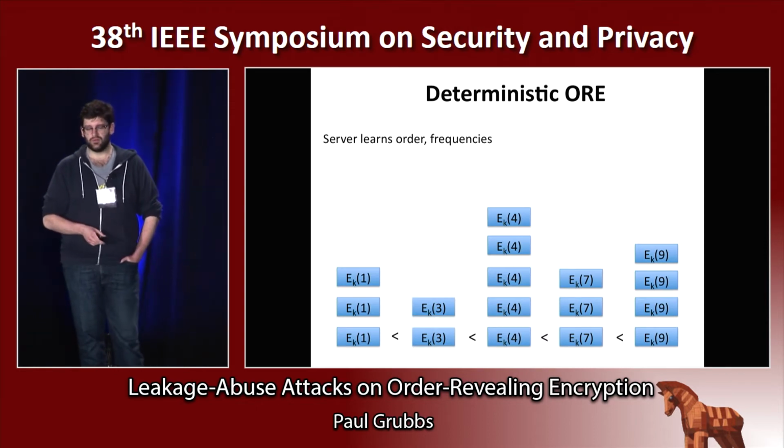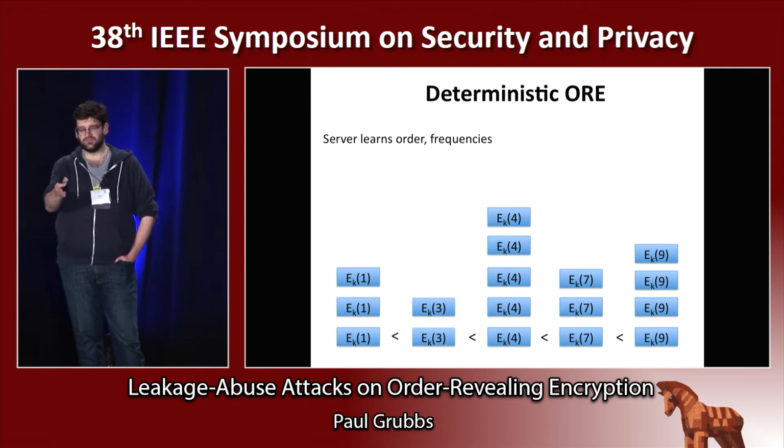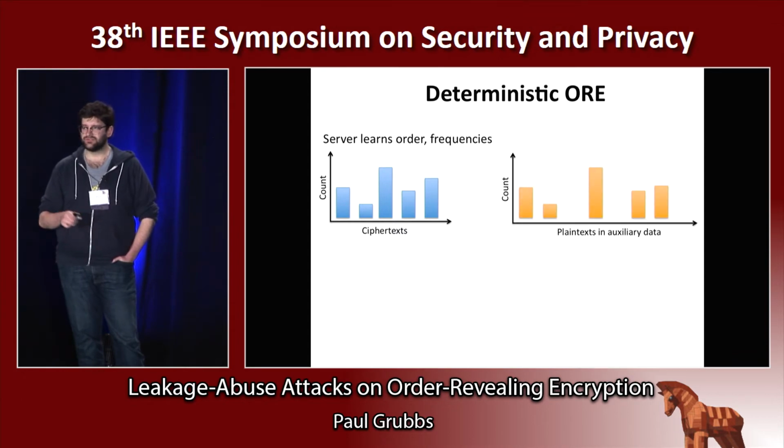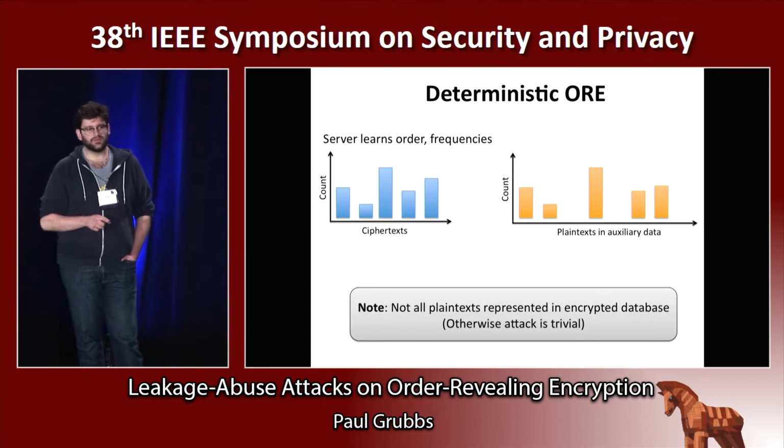So for example, the ciphertext corresponding to the encryption of 4 appears 5 times, and the encryption of 3 appears twice, and this forms a histogram that's revealed to the attacker. In our attack, we're also going to take our auxiliary data, which is a model of the plaintext distribution. Note that in these attacks, not all plaintexts are encrypted in the database.